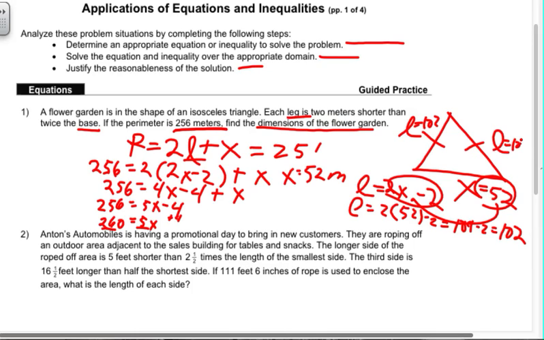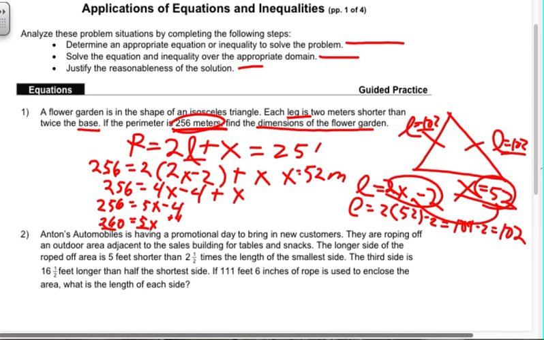Okay, now to justify these, there are 2 ways you can do this. First off, and probably the best way is to come in and say, okay, here's my x, 52, 102, 102. So for 256 meters, these are reasonable size numbers. If you get a negative for one of these, you've definitely done something wrong. So the numbers are reasonable.